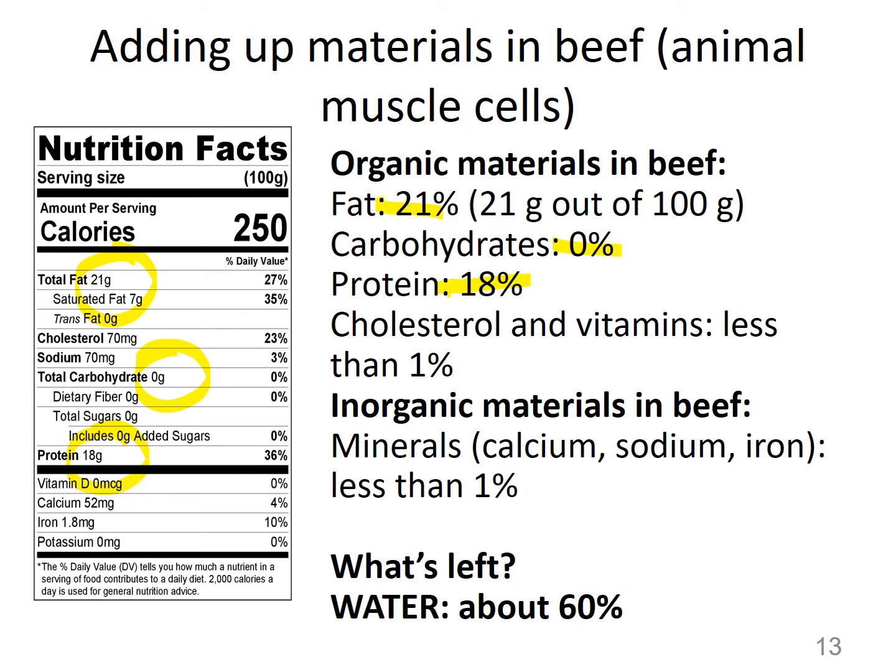And if I add those all together, notice that the cholesterol and vitamins are less than 1% and the minerals are less than 1%. That equals about 39%. That means that the remaining 60% or 61% is all water. So that's right, we are all just large bags of seawater transporting ourselves around the earth, just like that beach.